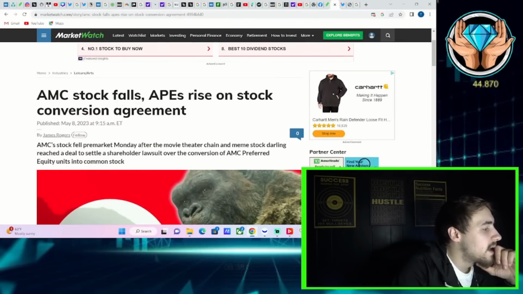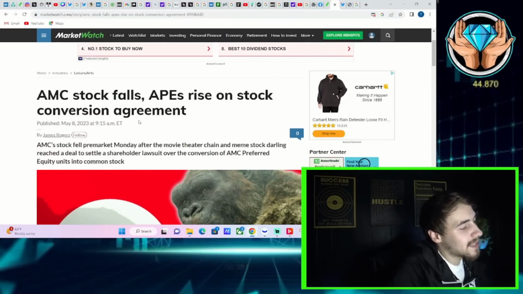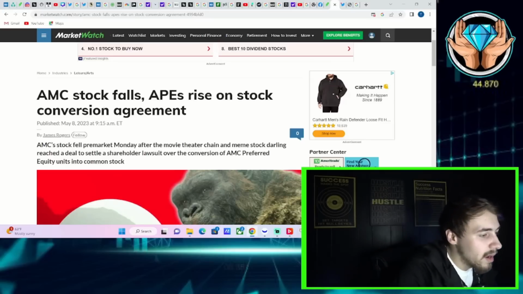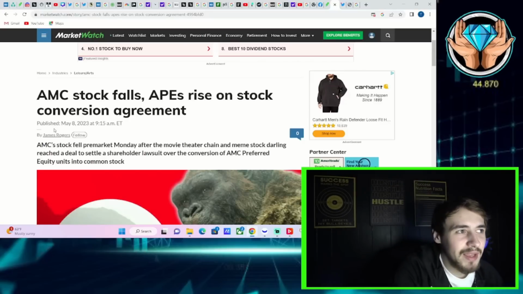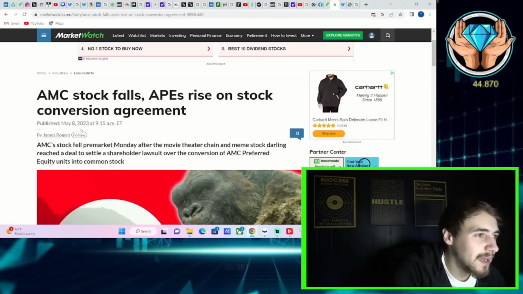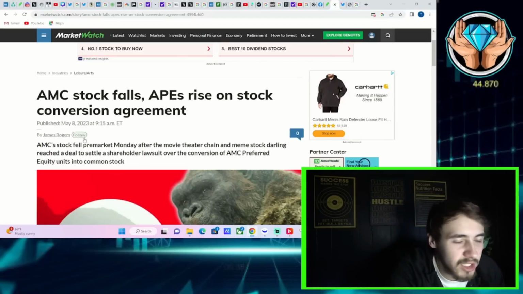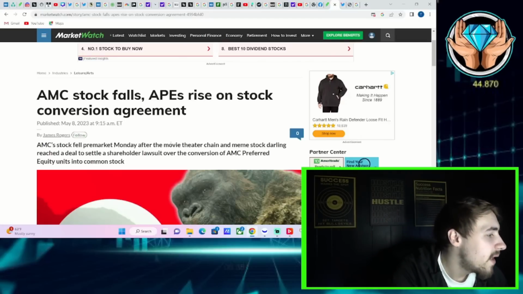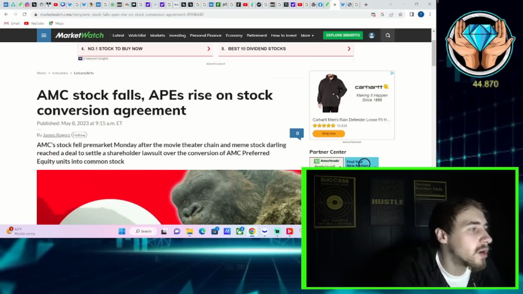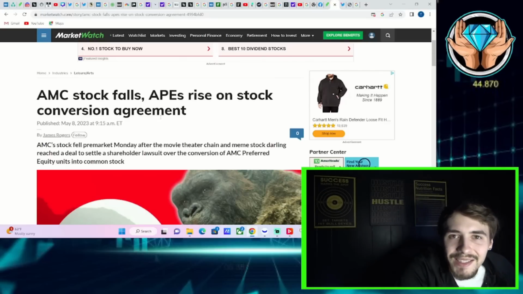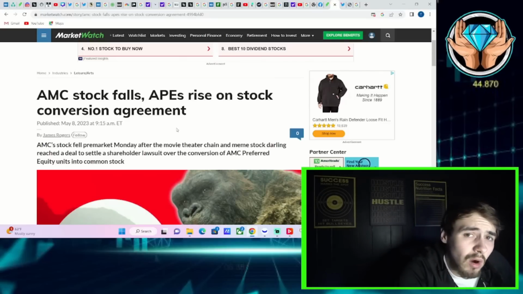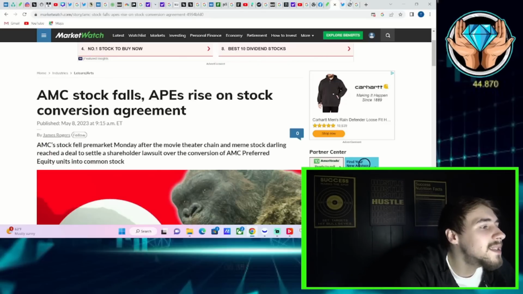If you look at this article, it says, AMC stock falls, apes rise on stock conversion agreement. Again, the same information that we have had, right? This has already been confirmed that Allegheny County Pension Fund or Retirement Fund has agreed to this, right? The other people that were suing AMC have already agreed to this. This is not new information, but it's coming across the newswire today as if it is new information.